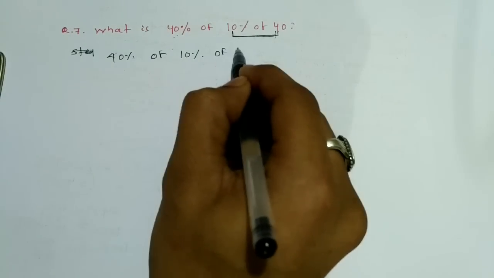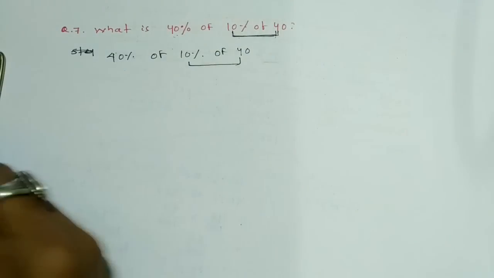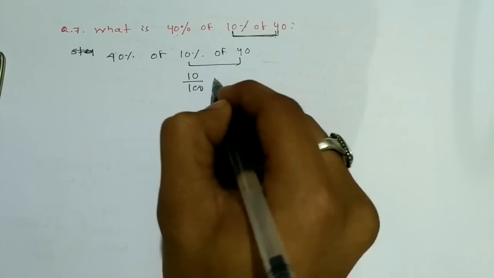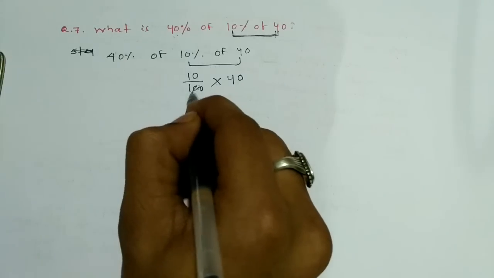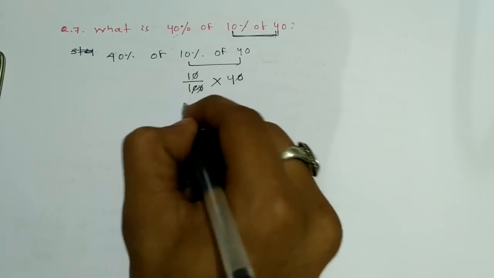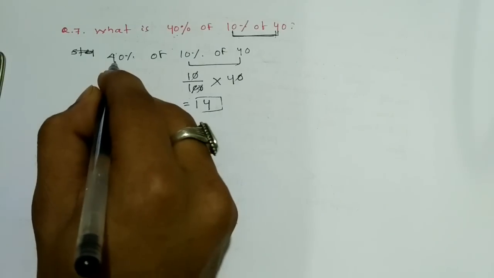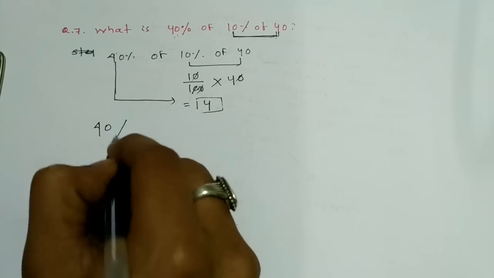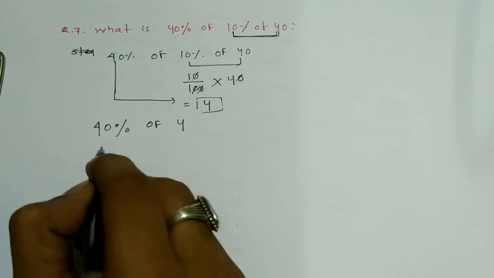So first thing, we have to find out the 10 percentage of 40. 10 percentage means 10 by 100. Of means multiplication, into 40. So the 10 and 10 get cancelled. So 1 into 4, that is 4. So here is the result obtained. Then we have to find out the 40% of 4. So the second step will be 40% of the result obtained, that is 4.